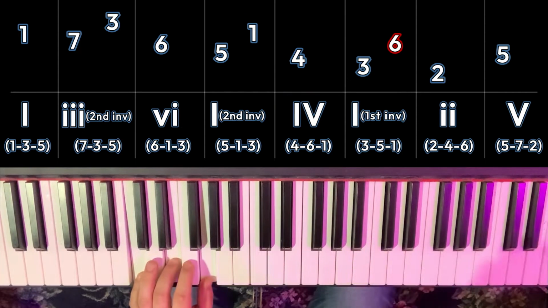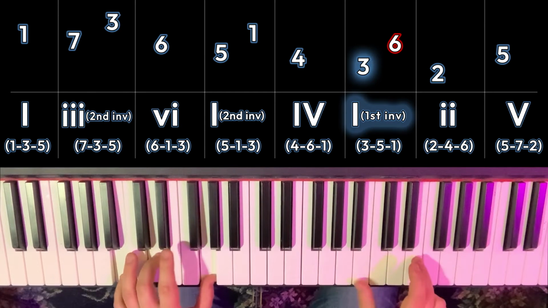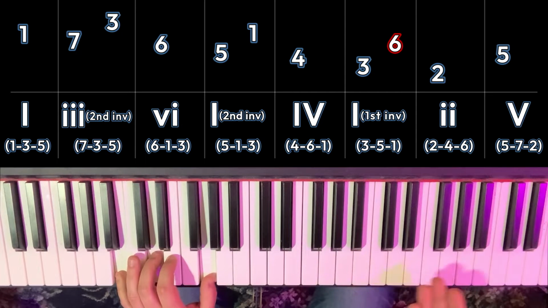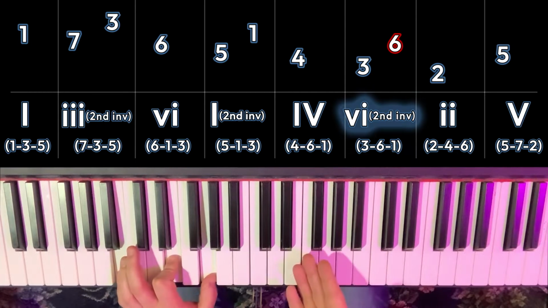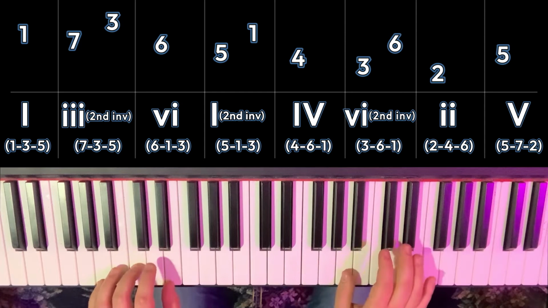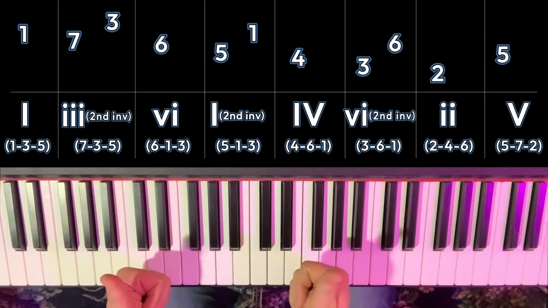Another discrepancy follows with the 1 in 1st inversion. We have a 6th scale degree, which is probably implying this to be a 6 chord in 2nd inversion. And then finishing it out, the 2 chord followed by the 5 are both looking a-okay.